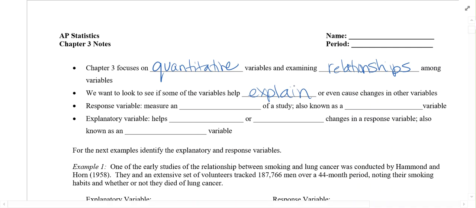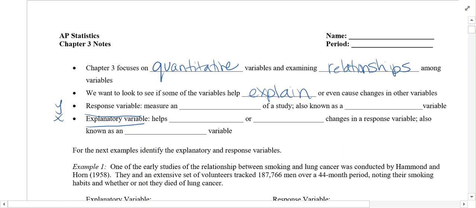Response variable. Okay, so we're going to have two. The response variable and explanatory variable. Okay. Do you guys remember this from hopefully like Algebra 1, Algebra 2? We're talking about an X and a Y. The response variable. Do we know what that one is? The response variable is the Y. Explanatory variable is the X.